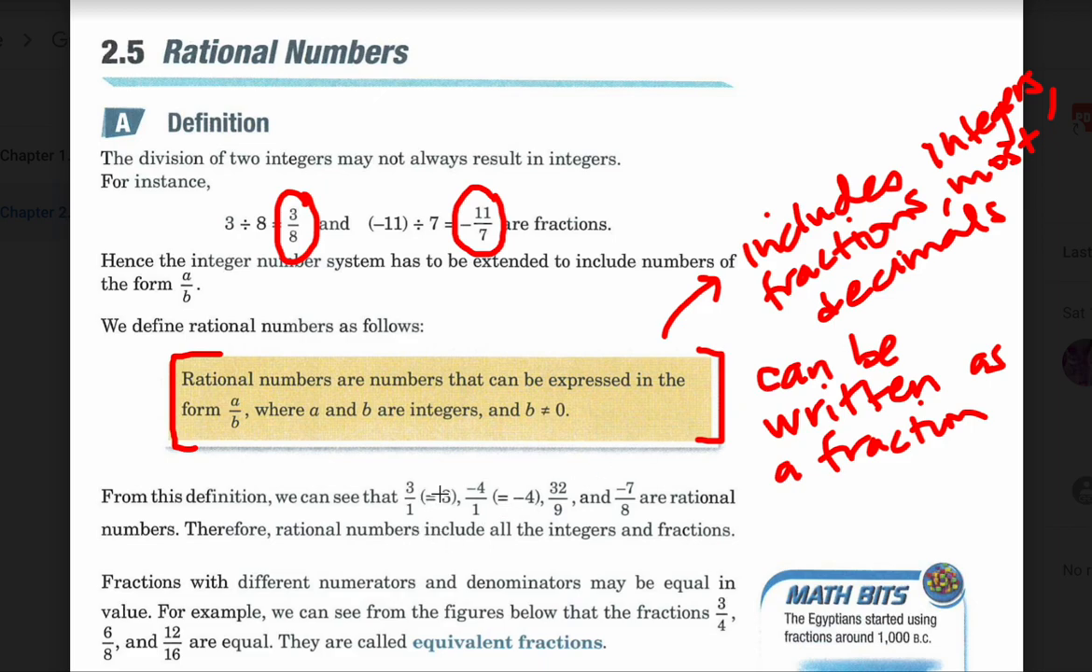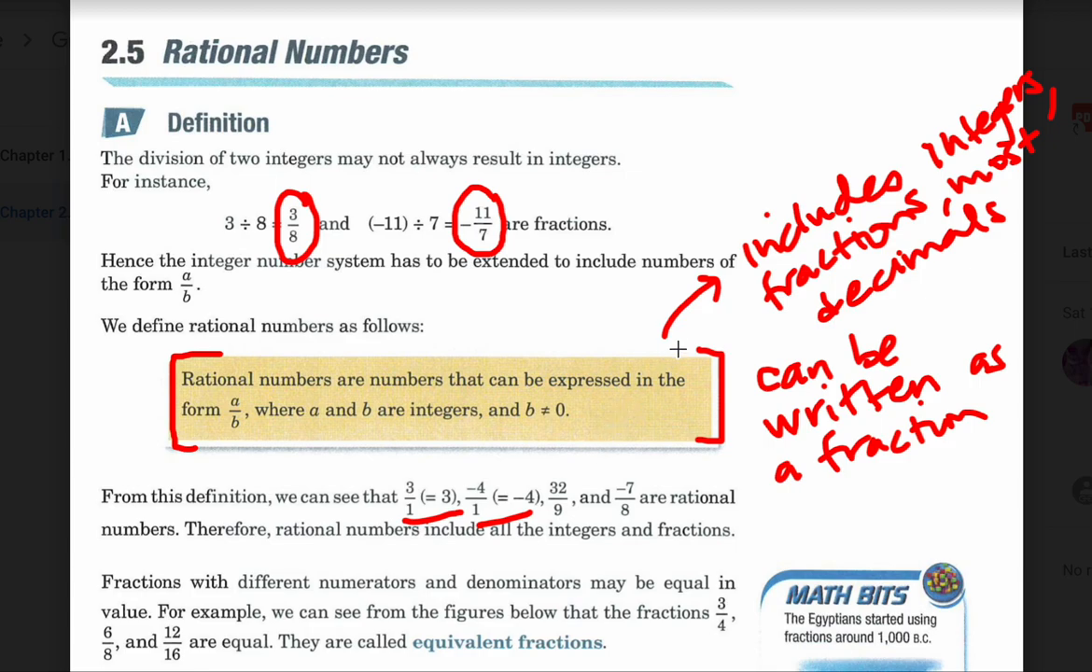And you're probably thinking to yourself, what? Whole numbers? How can they be rational? Well, whole numbers can be written as fractions. So for instance, the number 3, I can just rewrite it as 3 over 1 or 3 ones. And negative 4 can be written as negative 4 over 1 or negative 4 ones.